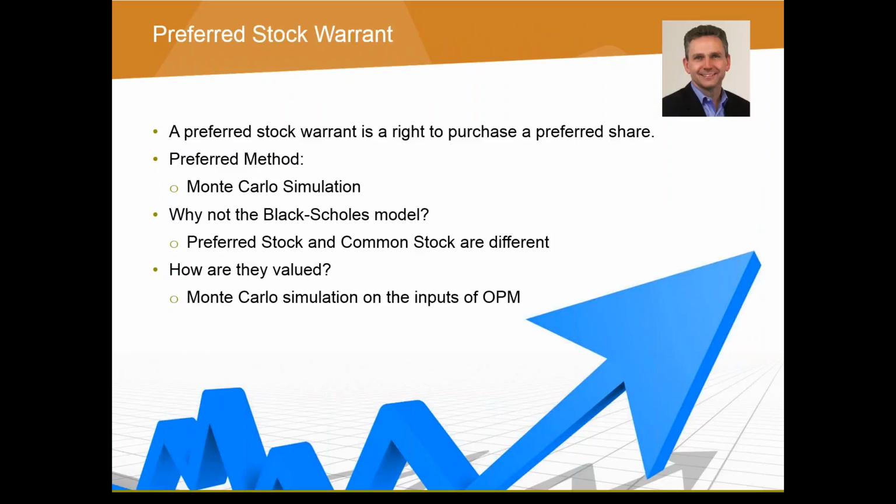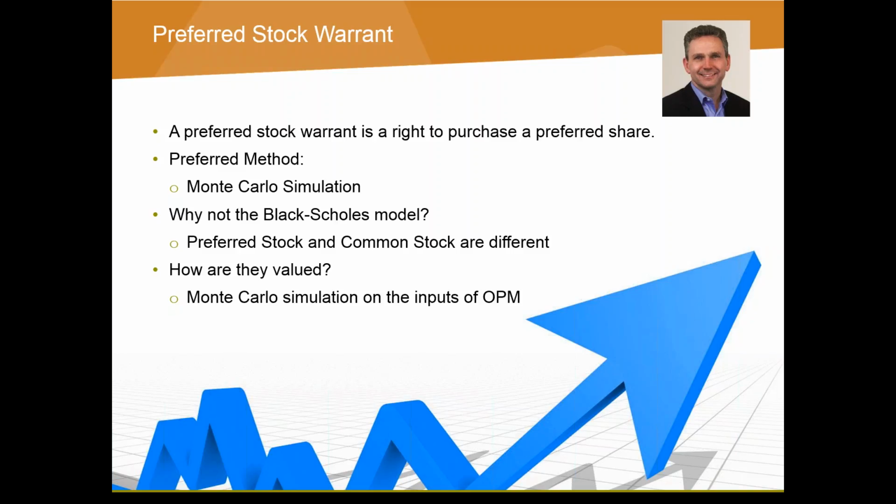Then on the next slide, we're talking about preferred stock warrants. Obviously, a preferred stock warrant is the right to purchase a share of preferred stock. And this also goes back to a comment that the SEC made back in November 2010, where they were bemoaning the overuse of the Black-Scholes formula. It's just too easy to use Black-Scholes. It's very seductive, but often it's not the appropriate valuation method.